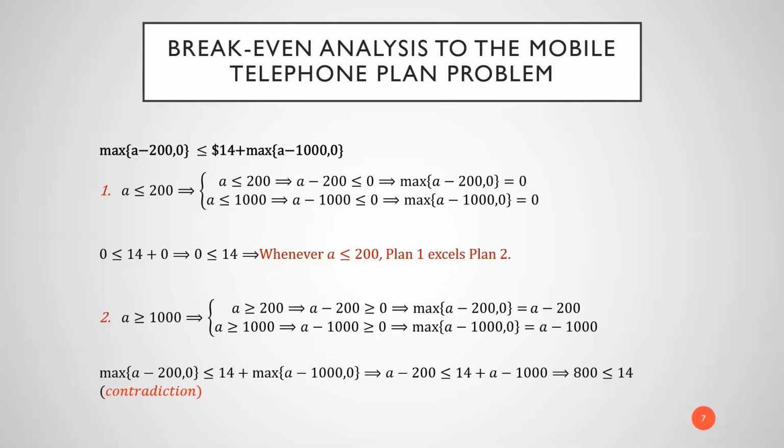And what happens if A is greater than or equal to 1000? This is the second case we're talking about. Following the same procedure, we get to a contradiction. Why? Because 800 is definitely greater than 14. Our result is not correct. So based on this calculation, if A is greater than or equal to 1000, then plan 1 will not be a better option for me. Plan 2 here is a better option, not plan 1.